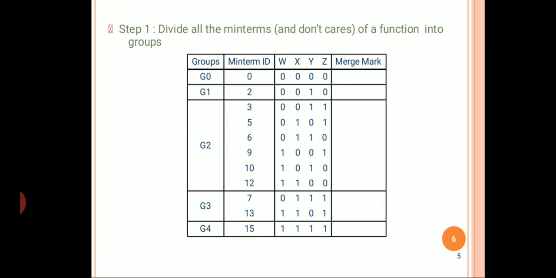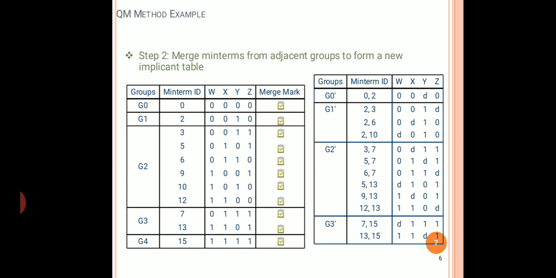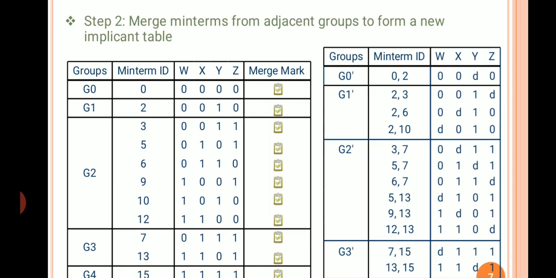Let us move to the next slide. Observe. Yes, the first table is as it is, the same table is copied over here, and the next table is what we have discussed right now. So we were comparing group 0 with group 1, and as per our discussion they can be grouped together. So in the merge mark column, a tick mark is put in front of 0 and 2. But what to write? Again group numbers, observe the second table. In this, group numbers start from G0 dash. You can use either Z0 or G0 dash, no problem.